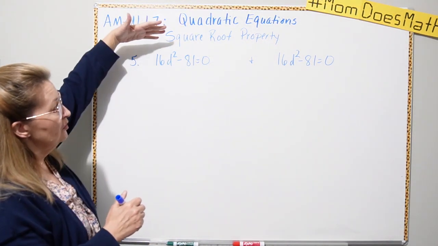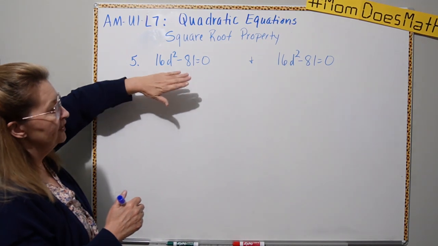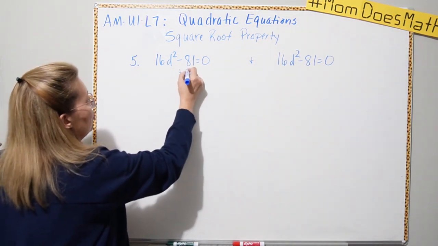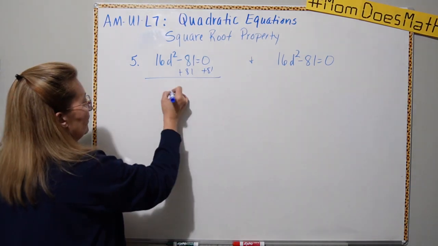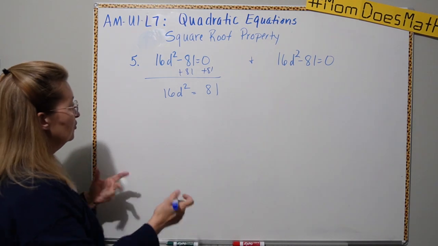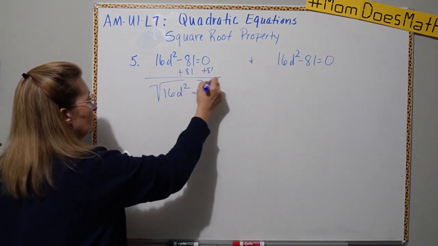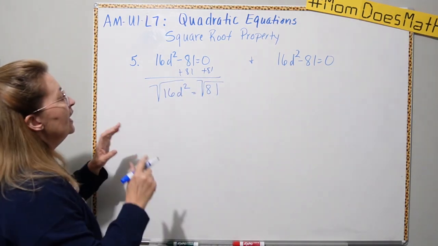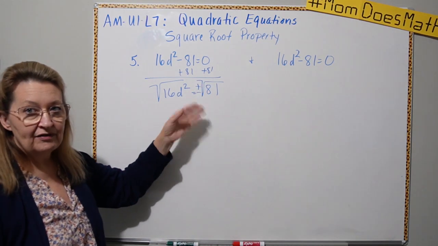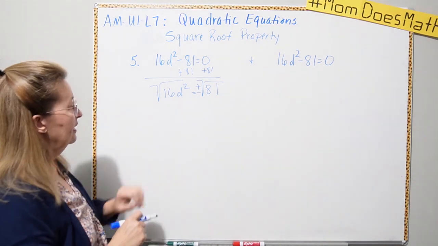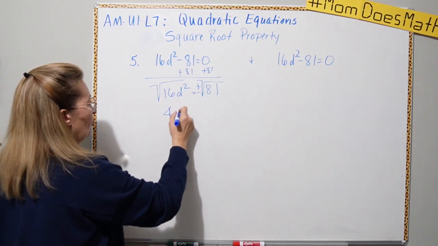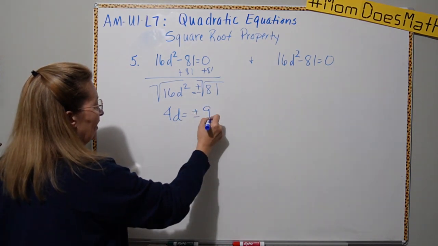Now, before you use the square root property, you want to have a single perfect square on one side or the other. So I'm going to move 81 to the other side. That's going to give me 16d to the second is equal to 81. Now the square root property says you can take the square root of both sides of an equation. Now when you take the square root, you're going to need to add that positive negative sign on the right-hand side. All right, what is the square root of 16d squared? 4d equals plus or minus 9.